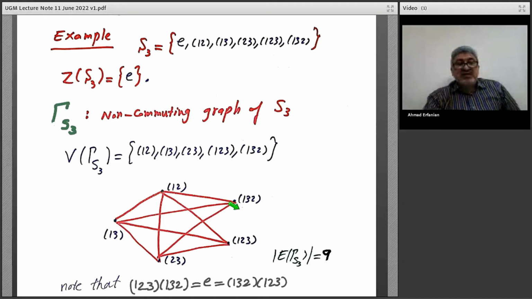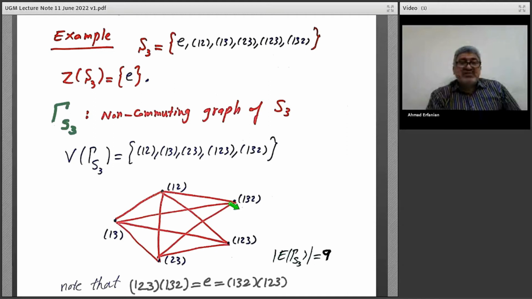Now, let us give some examples. Consider the symmetric group S3. We have 6 elements here, right? The identity, 3 transpositions, (1 2), (1 3), (2 3), and (1 2 3), (1 3 2).